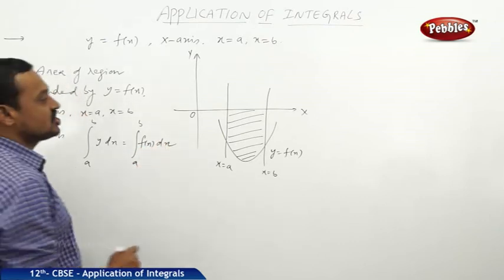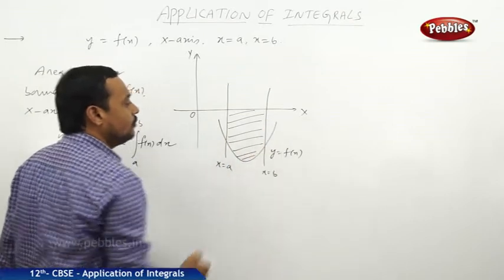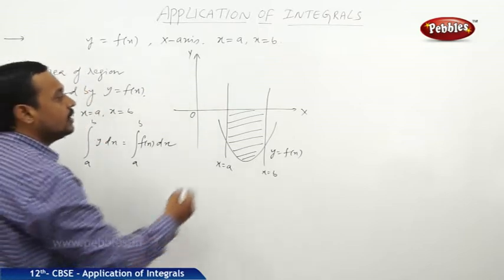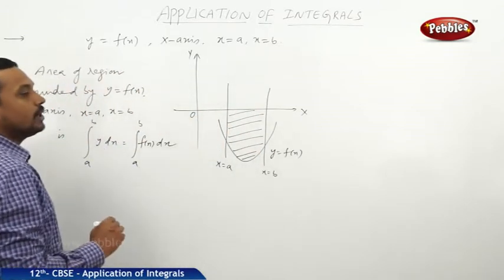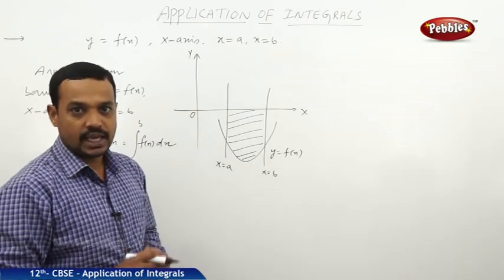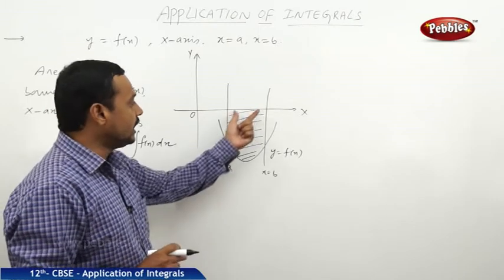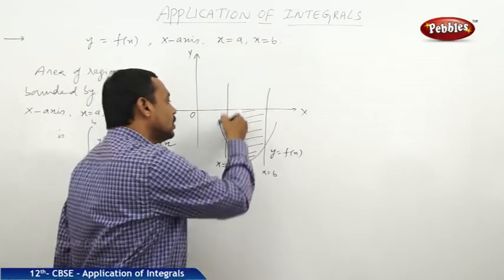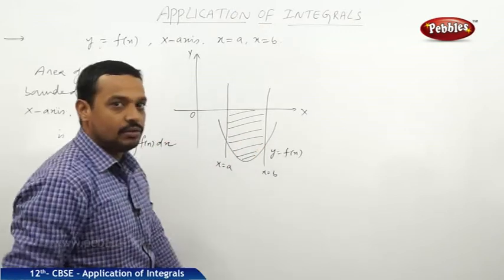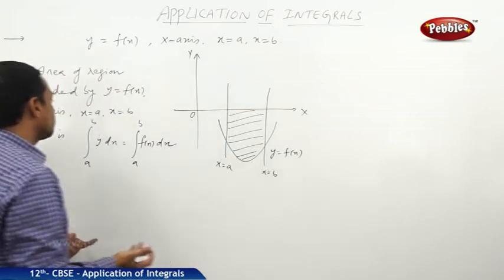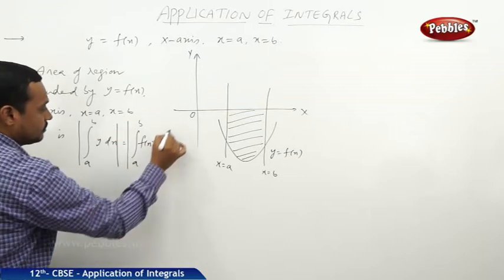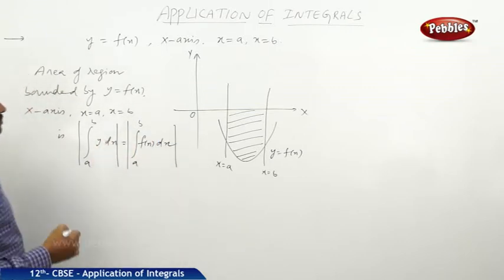But since the curve is below the x-axis between x equals a and x equals b, the integral will be negative. But you know, the area of any region is always positive. The area cannot be negative. Since the graph is below the x-axis, we get a negative value, but area is always positive. Hence, we should consider the modulus sign for this area.